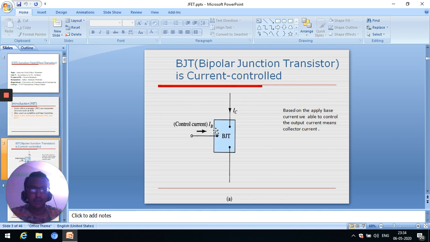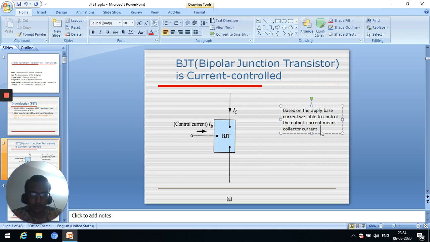Now, based on the applied input current, we will try to control the collector current. So it is known as a current controlled device. It is known as a current control device.